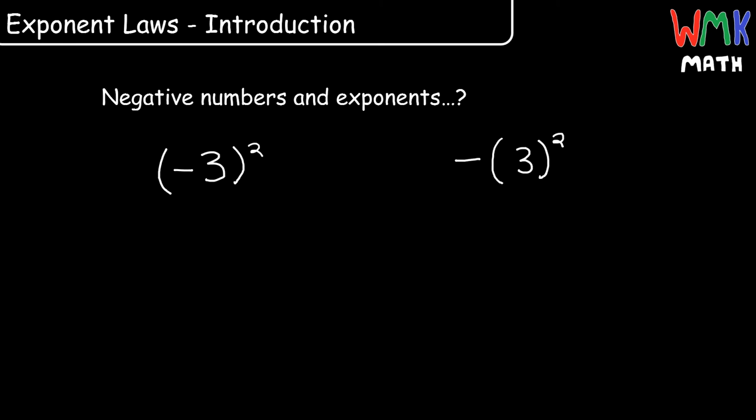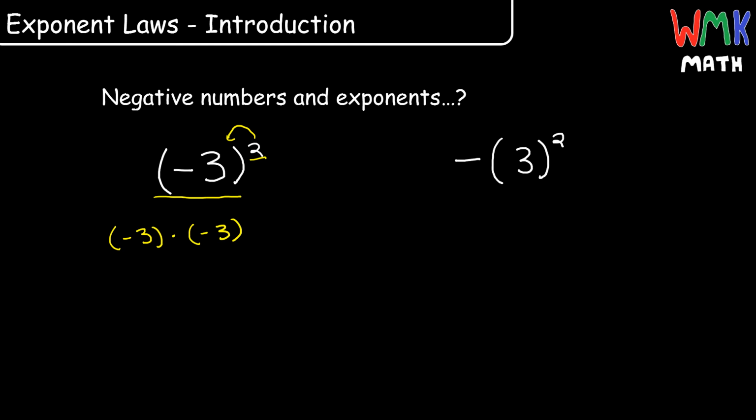Let's take a look at the first one carefully. We see that -3 is all in brackets. So this 2 affects everything inside this bracket here. So this means -3 times -3.